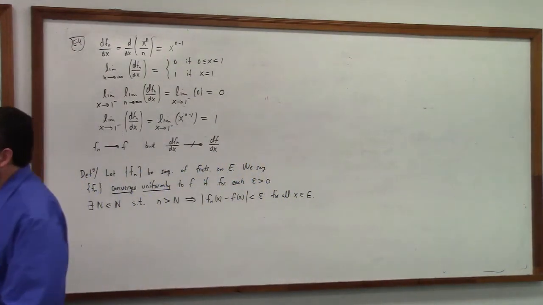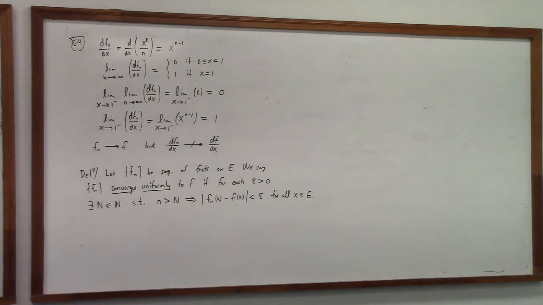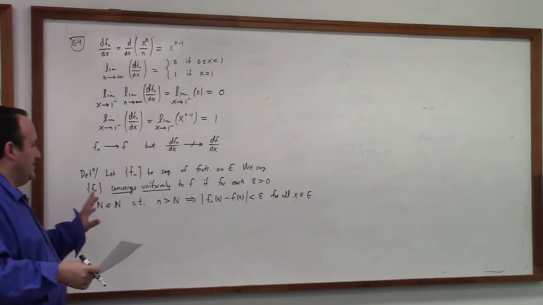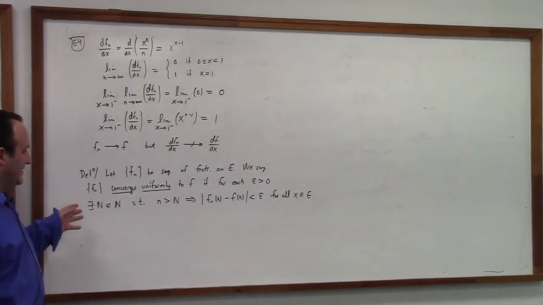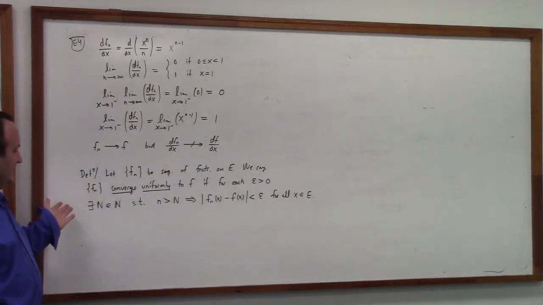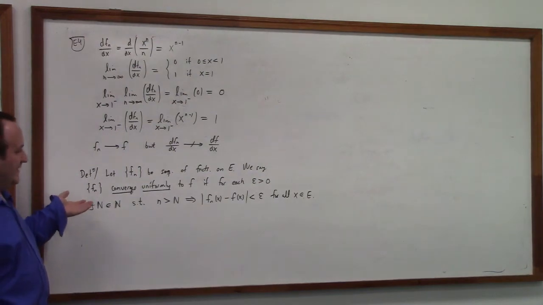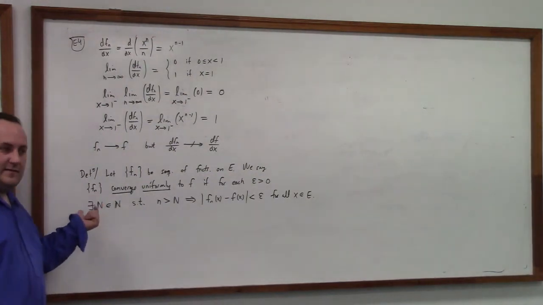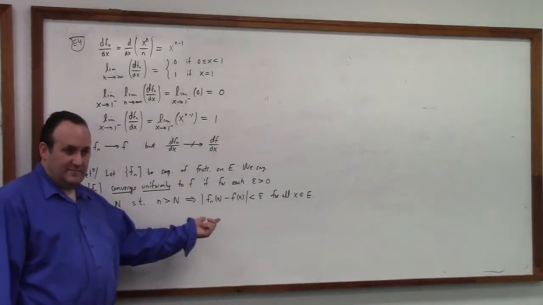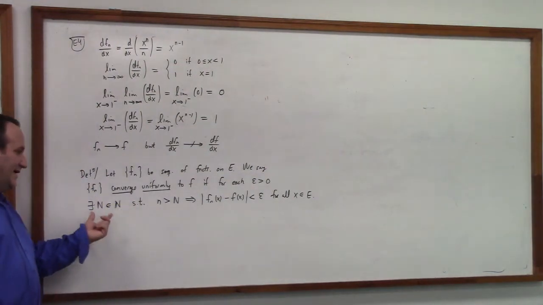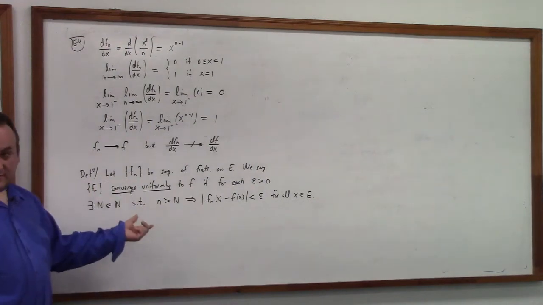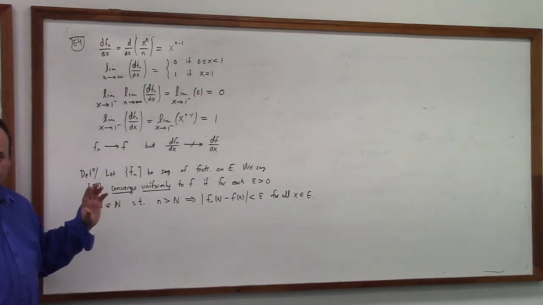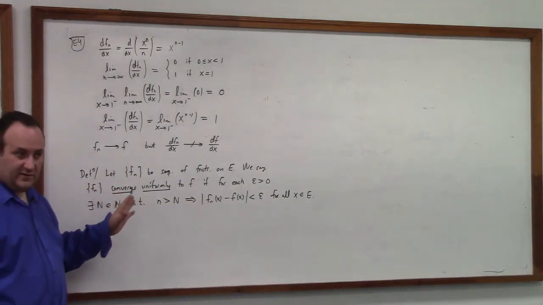The difference from pointwise convergence is that the quantifier is different. For pointwise convergence, you just need to be able to find an N for any given x that gives this estimate. But here, one N has to work for all x in E. That's the difference between pointwise convergence and uniform convergence.